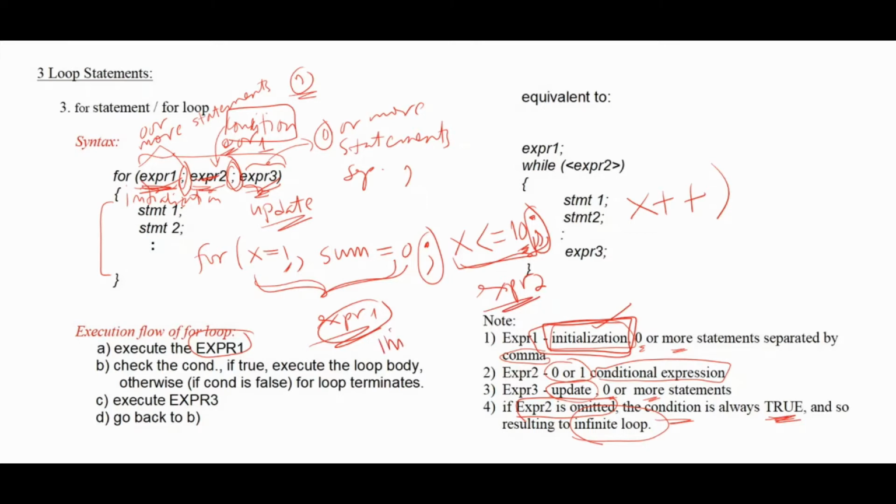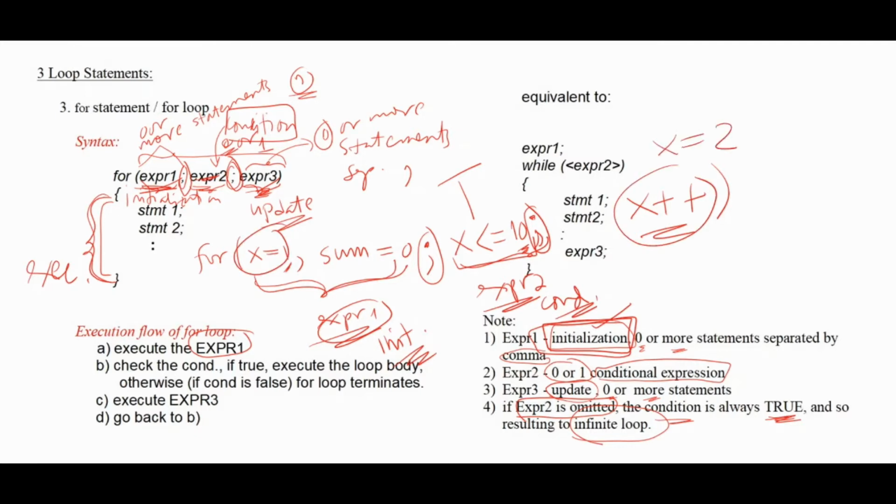Expression 1 again is the initialization. Expression 2 is the condition to be evaluated. If that is true, then the for loop body is executed. After we have executed the for loop body, we execute expression 3, which is to update the value of x. So from 1, when this is executed, x becomes 2. Every iteration, we move to the next value of x. This is our update of the variables in preparation for the next iteration of the for loop.